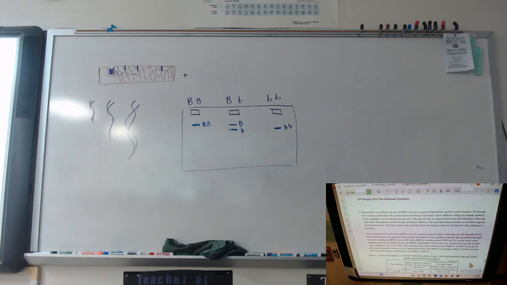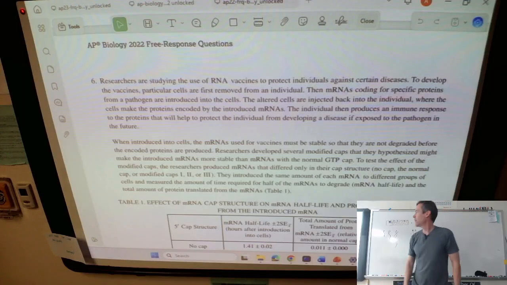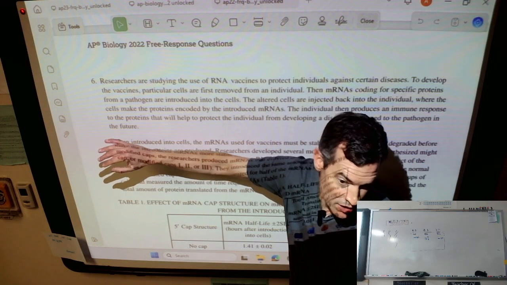Researchers are studying the use of RNA vaccines to protect individuals against certain diseases. Let me switch cameras here. There you go. To develop the vaccines, particular cells are first removed from an individual. Great. Then mRNAs coding for specific proteins from a pathogen are introduced into the cells. Great. The altered cells are injected back into the individual, where the cell makes the proteins encoded by the introduced mRNAs. Cool. The individual then produces an immune response to the proteins that will help protect the individual from developing a disease if exposed to the pathogen in the future. Turns out I don't need any of this when they start asking me stuff.